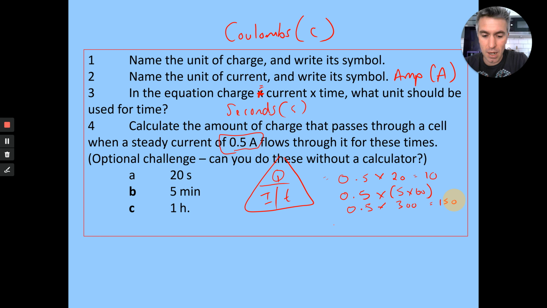And the last one is 0.5 times 1 hour. But we need to work out how many seconds are in the hour. So 0.5 times 3,600, which I'll leave for you to do. Okay?